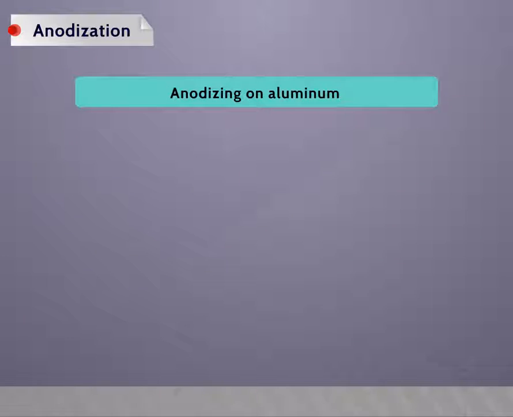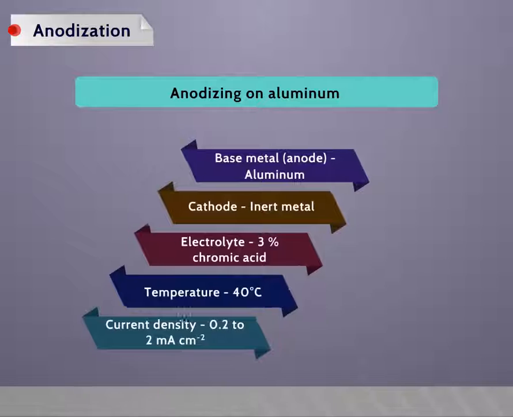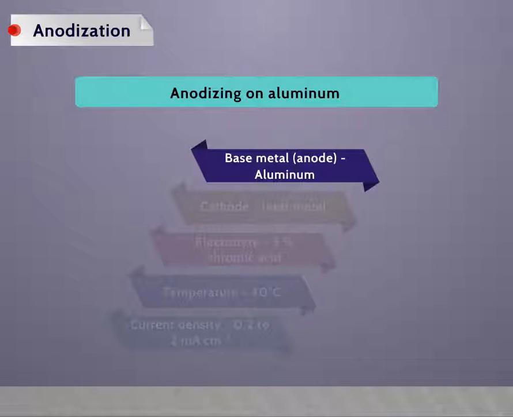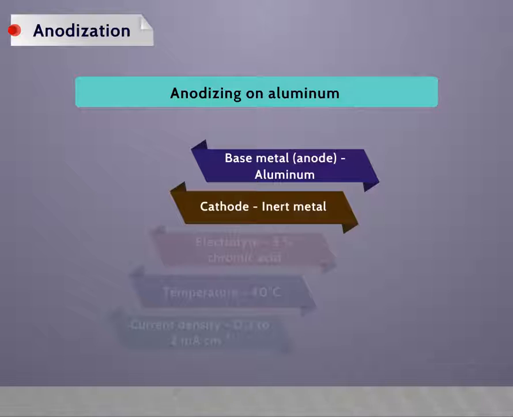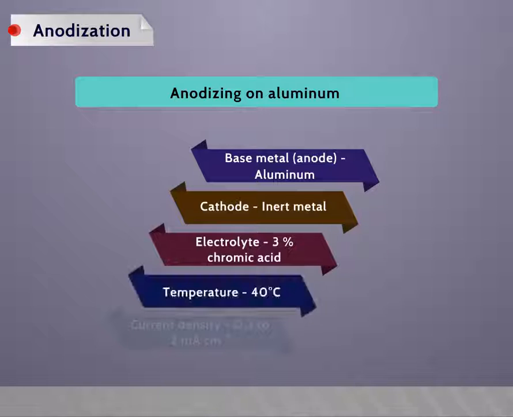Anodizing on aluminum. Base metal, that is anode, aluminum. Cathode, inert metal. Electrolyte, 3% chromic acid. Temperature, 40 degrees Celsius. Current density, 0.2 to 2 mA cm^-2.